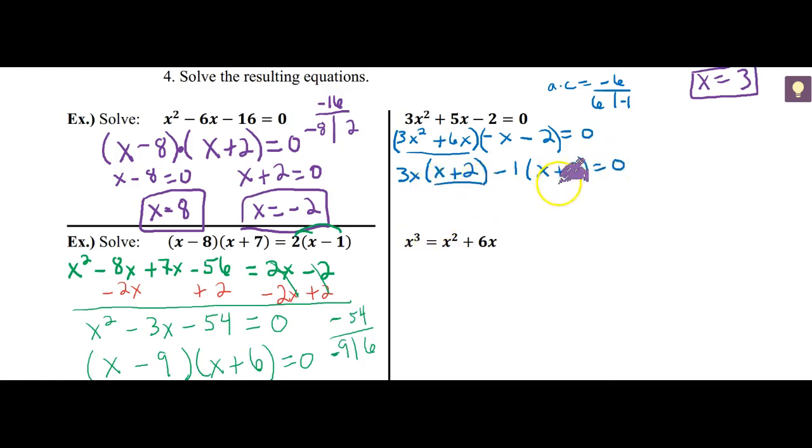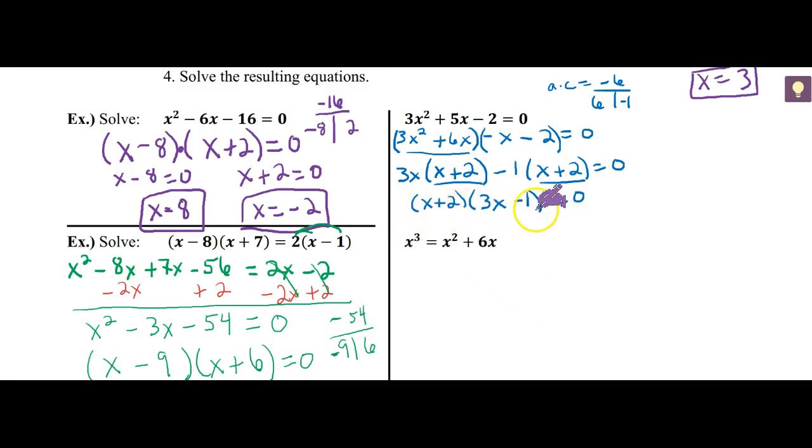And then, if I did it right, these two binomials should match, and they do. So I'm going to pull that out as my GCF. And what's left when I pull that out, I have a 3x and minus 1. Oops, my screen froze a little bit there, so let me undo that. So x plus 2 times 3x minus 1, still equal to 0.